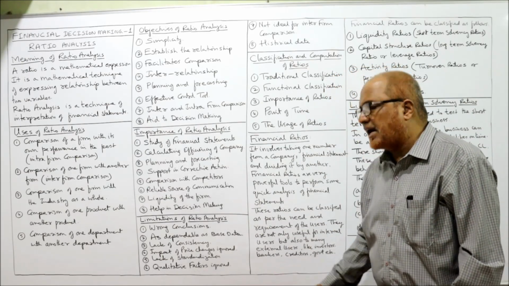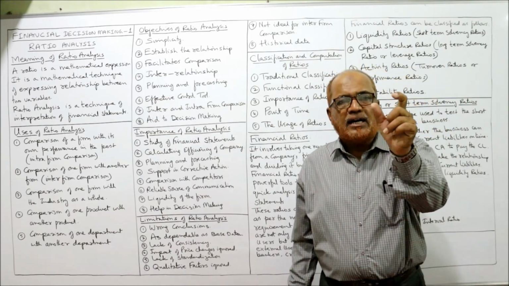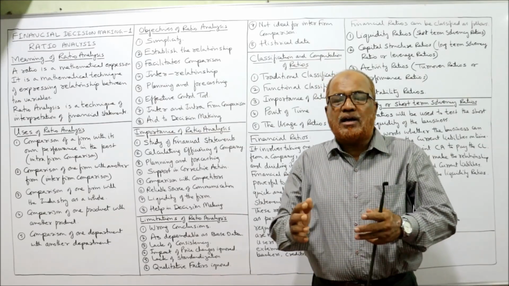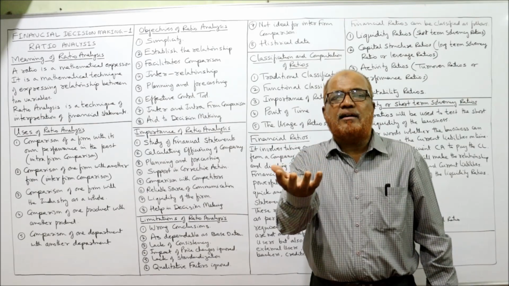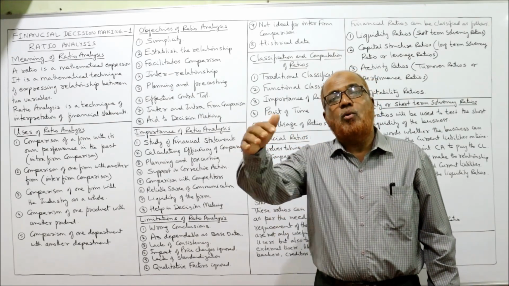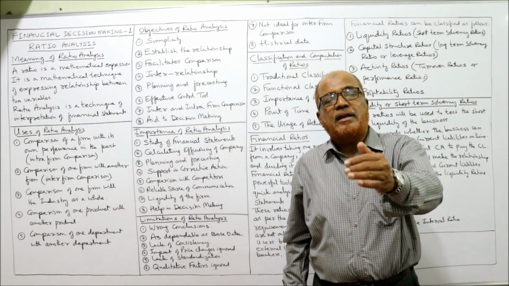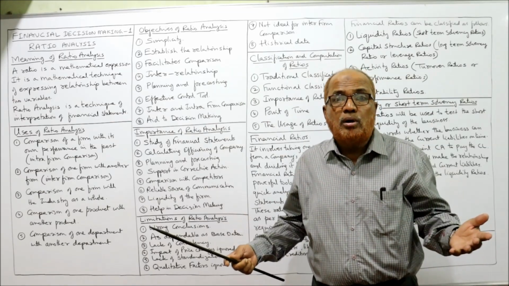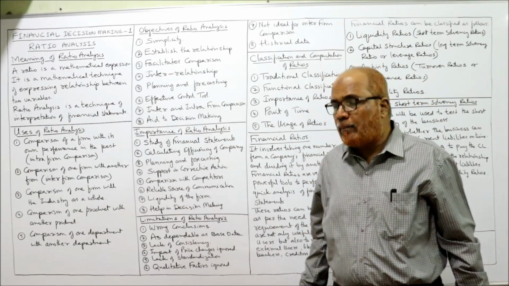Next one is lack of standardization. There is no standard ratio that we can say should be the standard, since every company will have a different standard. For example, the standard current ratio is 2:1. But in some companies, even if it is more than 2:1, the liquidity position is bad. In some companies it is less than 2:1, but still the liquidity position may be good. That means there is no standard ratio to which we can compare.